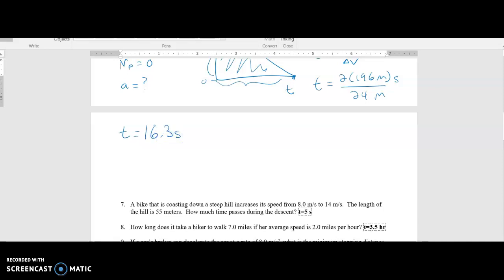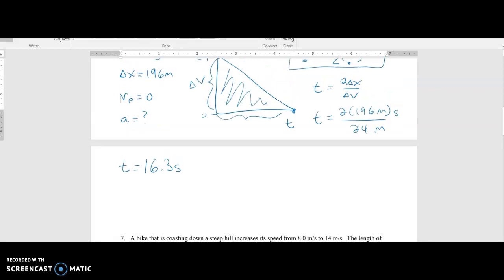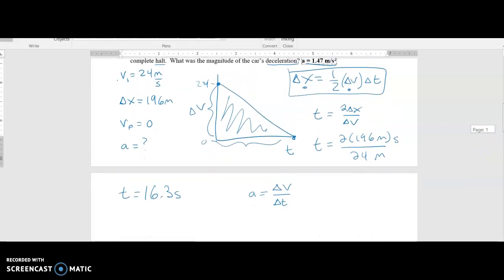All right, does that get us anywhere closer to our answer? We're not looking for time, we're looking for acceleration. So let's think about what we know about acceleration. We have a formula for acceleration. Matter of fact, it's a definition. It's the change in velocity divided by the change in time. Do I know enough of that information?